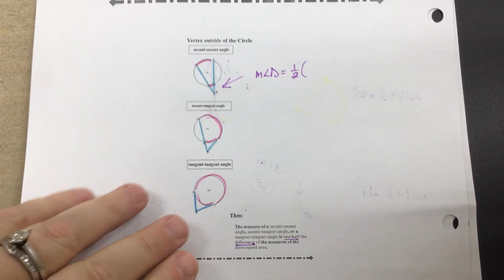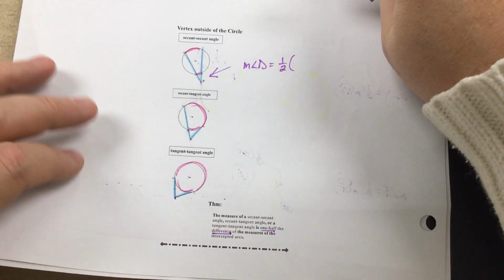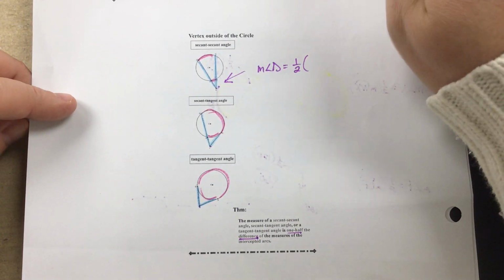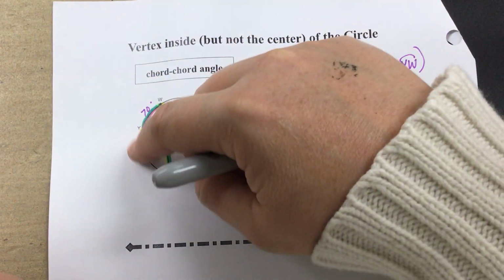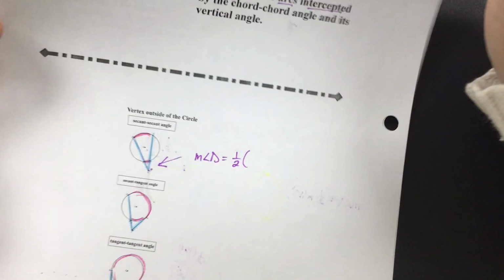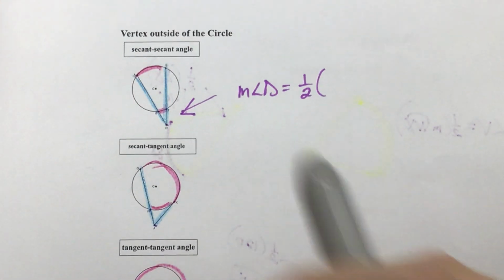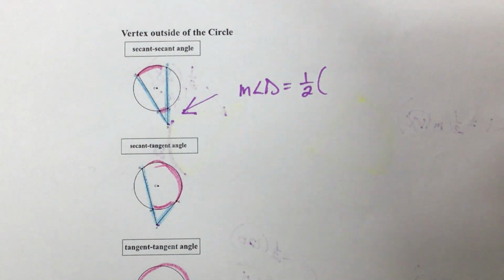Okay. Last but not least, so again, we did central angles where the vertex is the center of the circle. We did inscribed and tangent chord where the vertex is on the circle. We just did chord-chord where the vertex is somewhere inside the circle. And then the last option is when you have the vertex outside the circle. So you have three different options here.